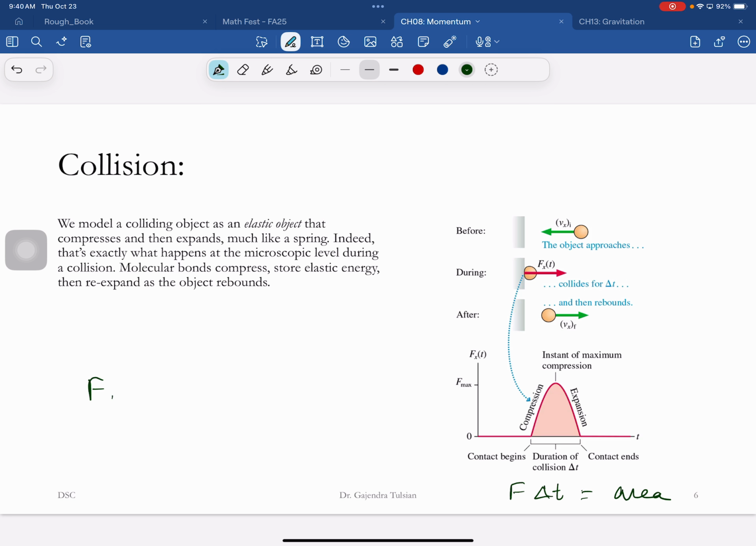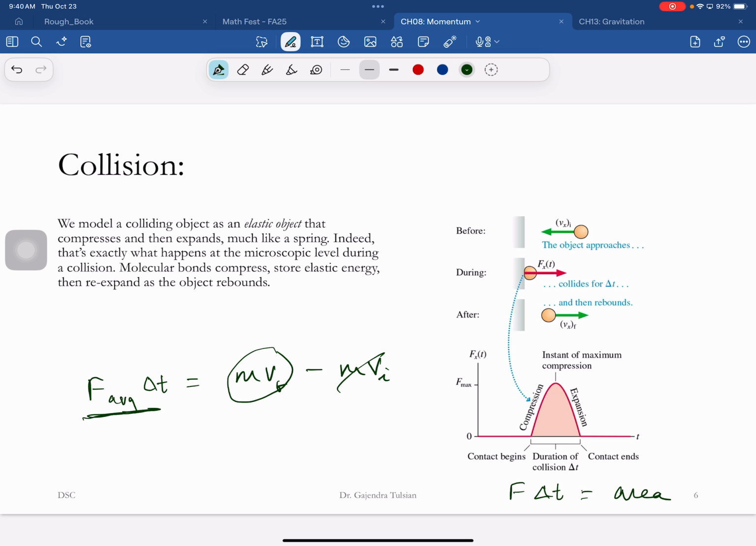Written as average F times delta T, the larger that area, the faster that ball will fly off. And so this is called impulse. So we'll look at that.